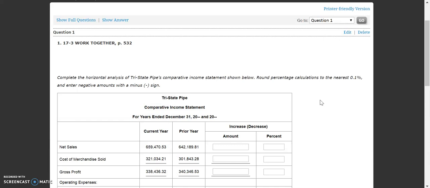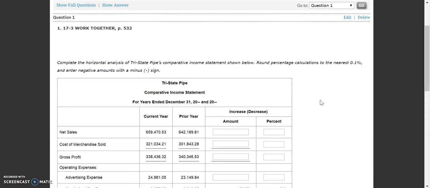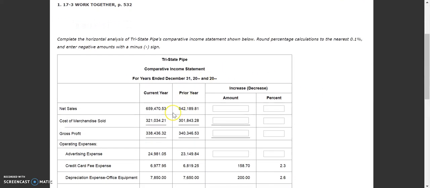It'll turn red if we have it wrong, but let's go ahead and do our first one here for net sales. So you have to remember the first calculation that we have to do, which is taking our current year amount and subtracting our prior year amount. So when we do that, we end up with 17,280 and 72 cents. And that's a positive amount because our current year is greater than our prior year.